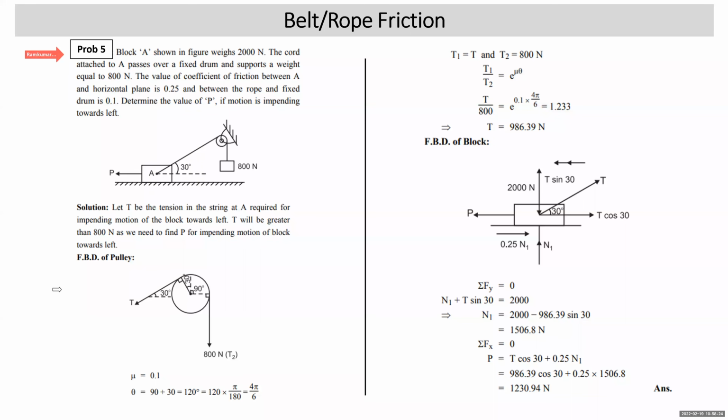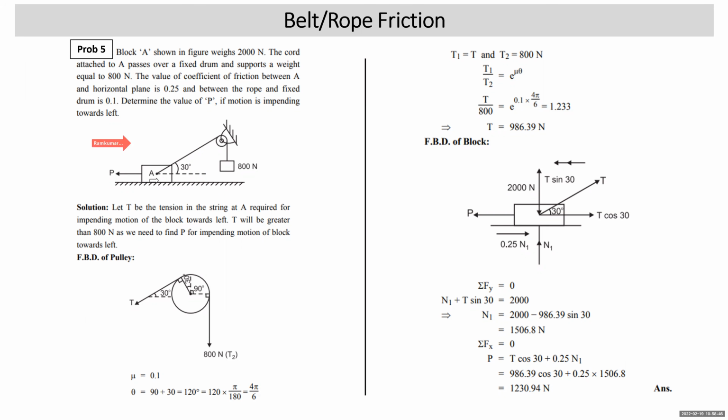We take another problem. Block A shown in the figure weighs 2000 Newton. The cord attached to A passes over a fixed drum and supports a weight equal to 800 Newton. The value of coefficient of friction between A and the horizontal plane is 0.25. Between the rope and the fixed drum is 0.1. Determine the value of P if the motion is impending towards left.